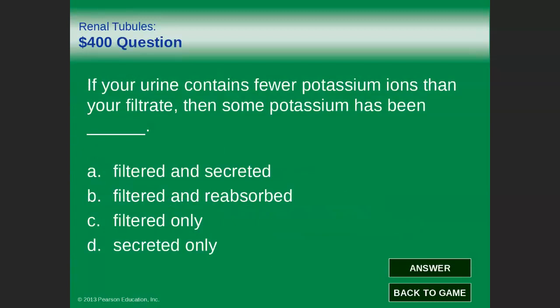If your urine contains less potassium than your filtrate, then some potassium has been what? Well, if you've got more potassium in your plasma than in your urine, that means something happened with the potassium as it went through the nephron. So it was filtered and reabsorbed. Yeah, exactly. That's exactly what would happen.